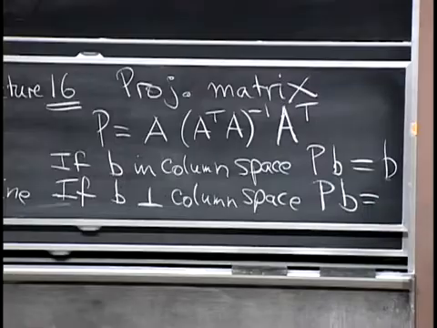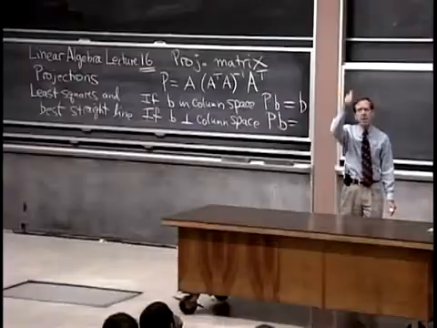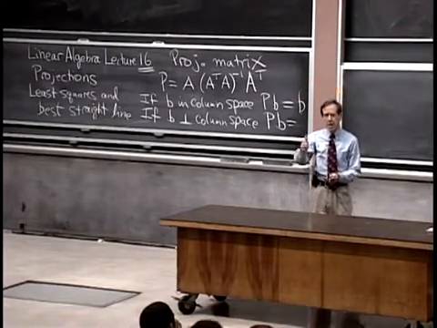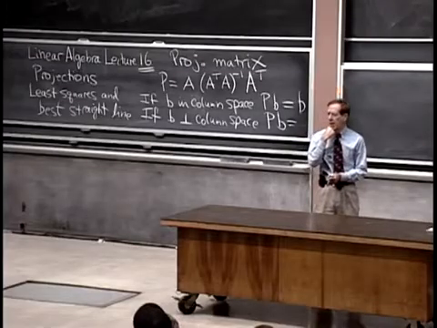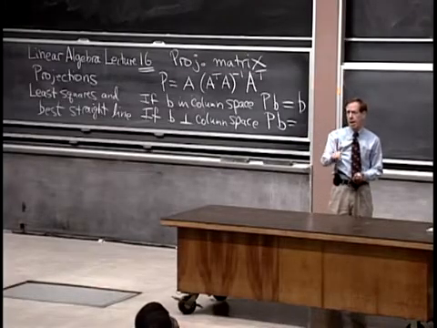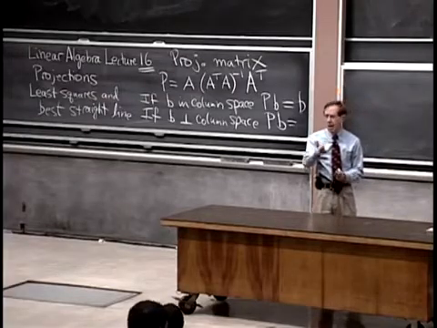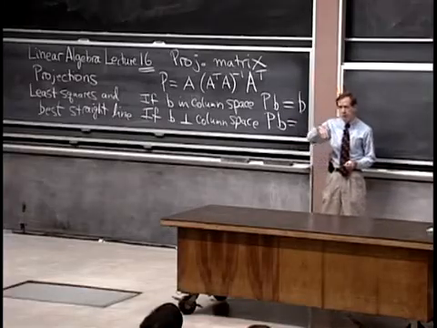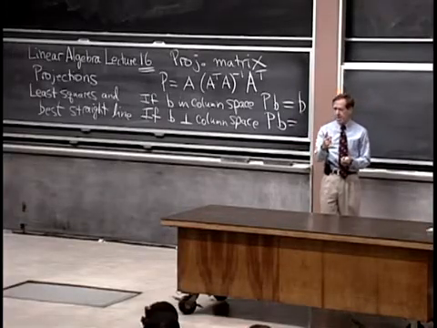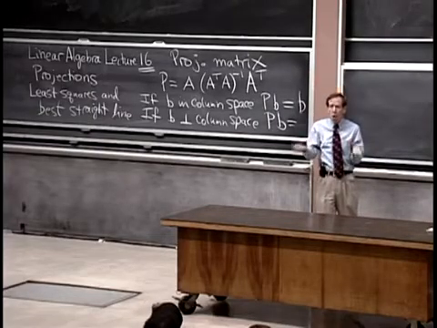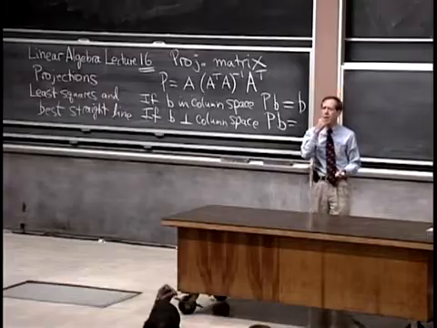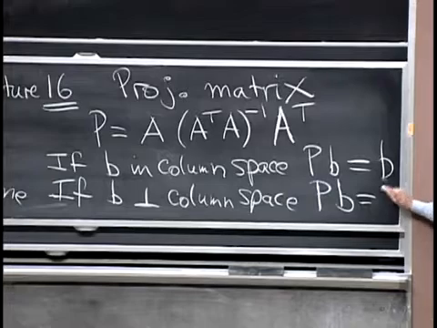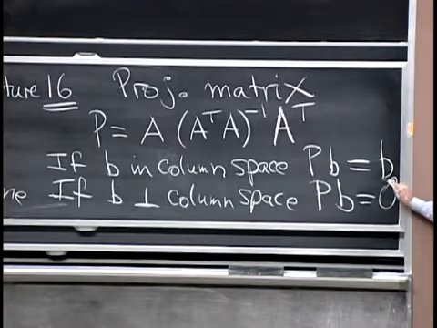Let me do the other extreme. Suppose that vector is perpendicular to the column space. So imagine this column space as a plane, and imagine b is sticking straight up, perpendicular to it. What's the nearest point in the column space to b in that case? If the vector b that I'm looking at has no component in the column space, it's sticking completely 90 degrees to it, then Pb should be 0. Right. So those are the two extreme cases.